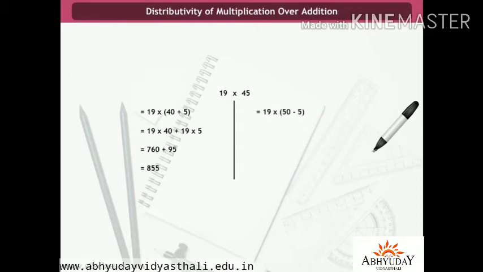We can write 45 as 50 minus 5 also. Then 19 into 45 becomes 19 into (50 minus 5), or 19 into 50 minus 19 into 5, which again gives the same result on solving.